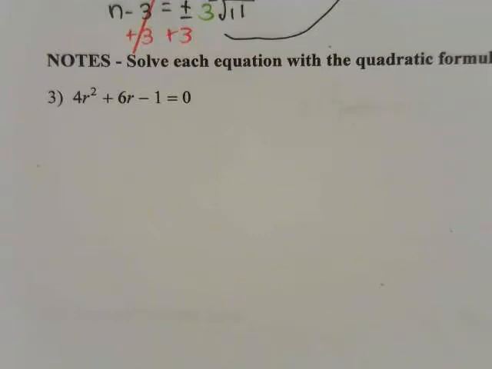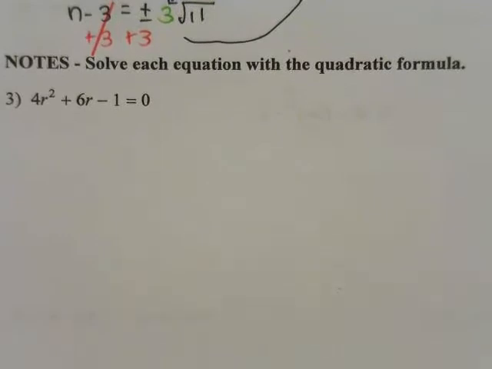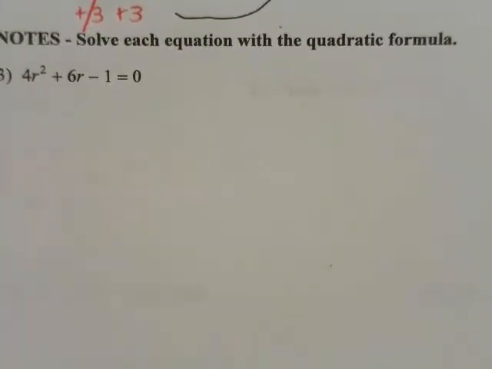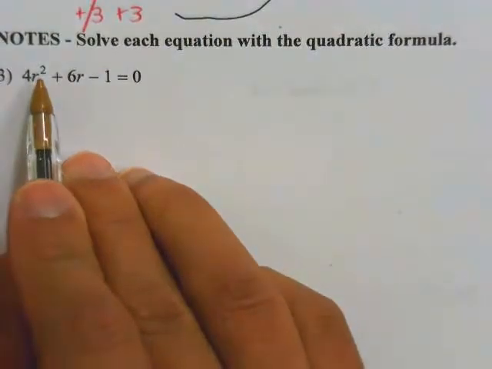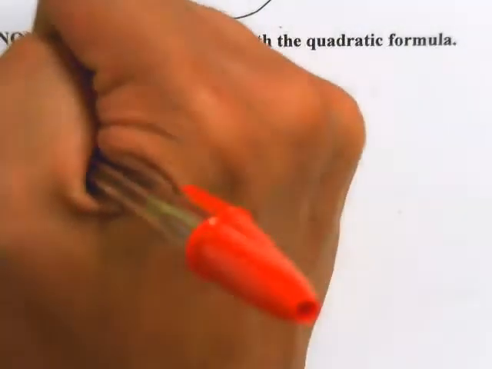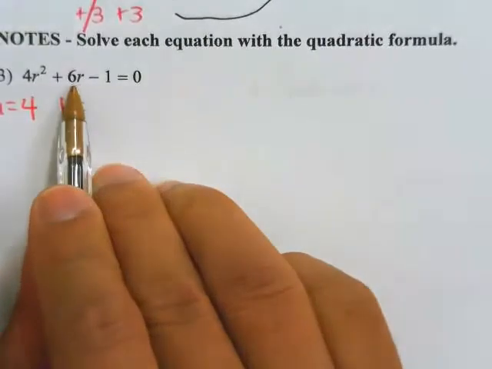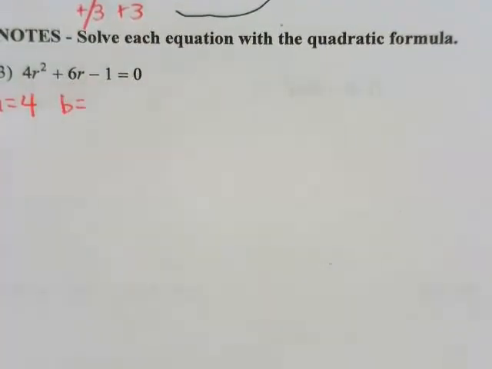It is time for the quadratic formula for number 3, and I'm going to stop the video and we'll move on to the next. So quadratic formula, well, first off, we need our a, b, and c values. And so your a value is the coefficient right next to the x squared or the r squared. So your a value is 4.